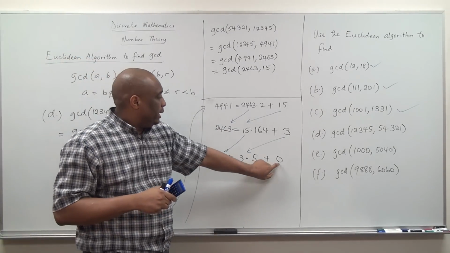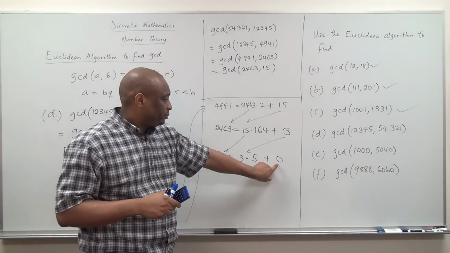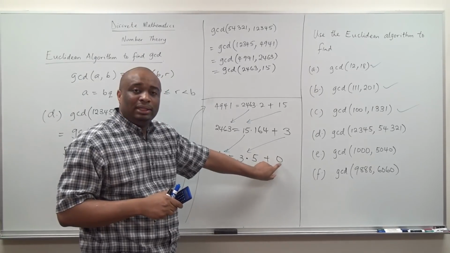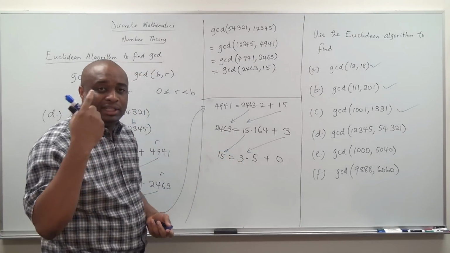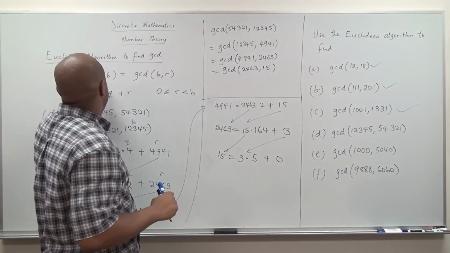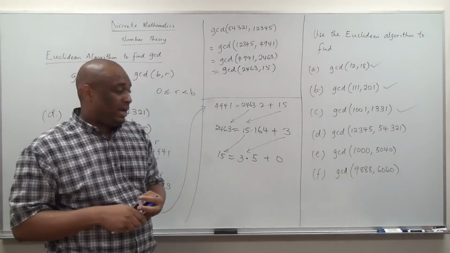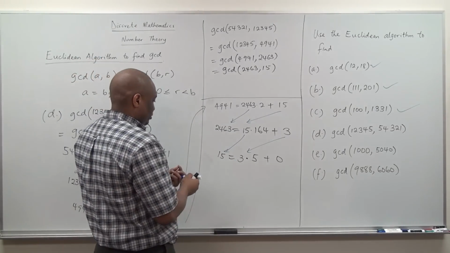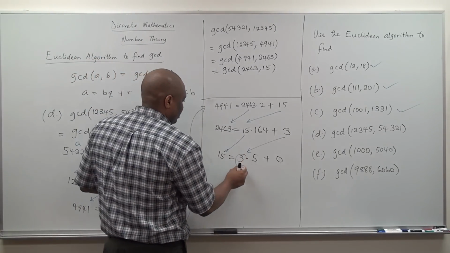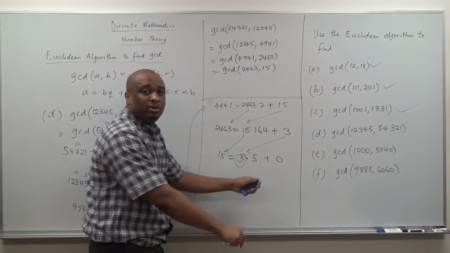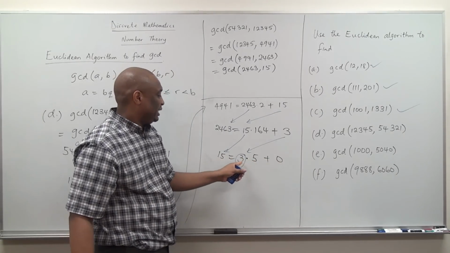So you see that the remainder is now 0. So you now check the divisor. GCD means greatest common divisor. If you check the divisor right there, the divisor is 3. At that point where the remainder is 0, check the divisor.